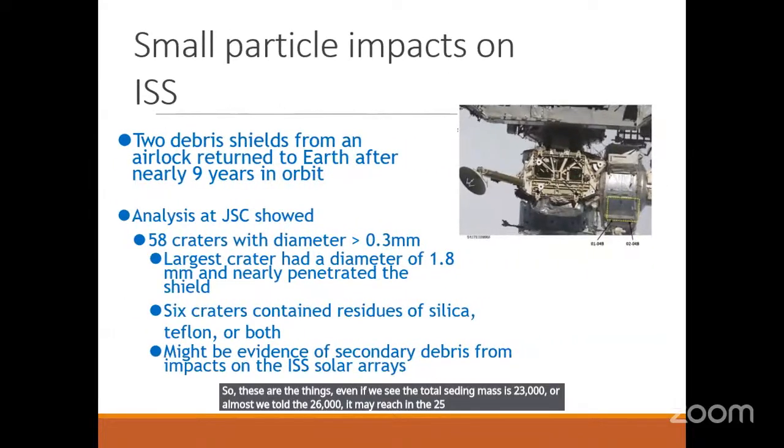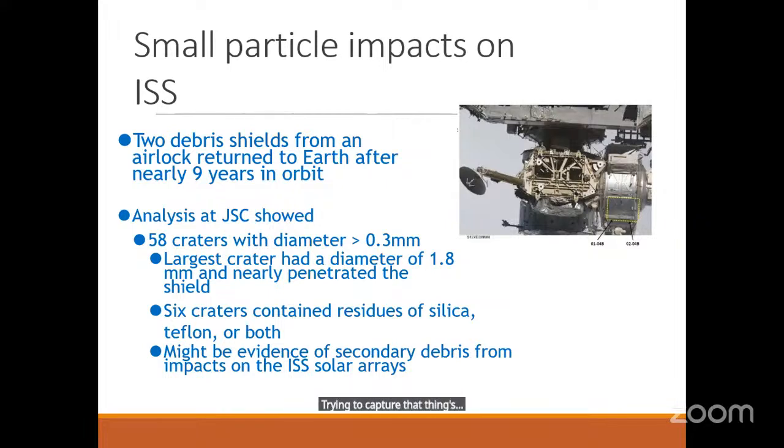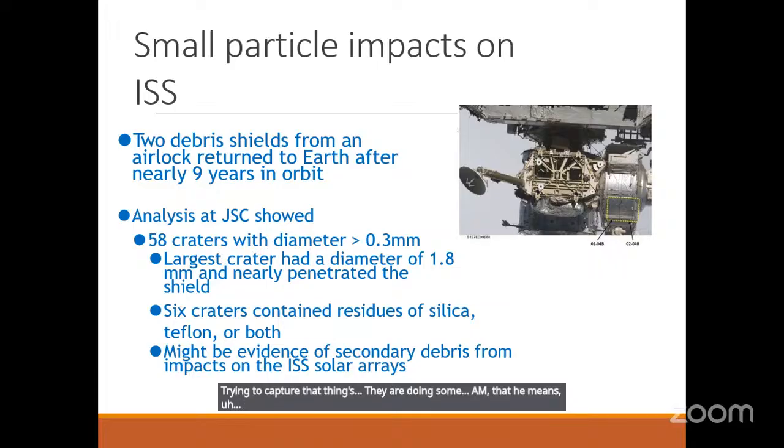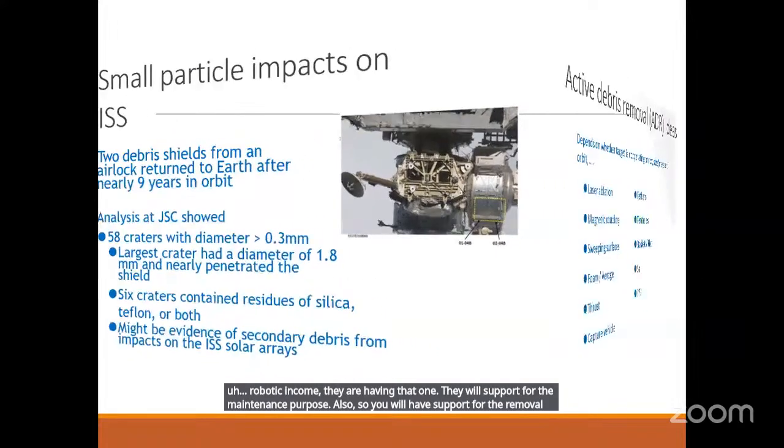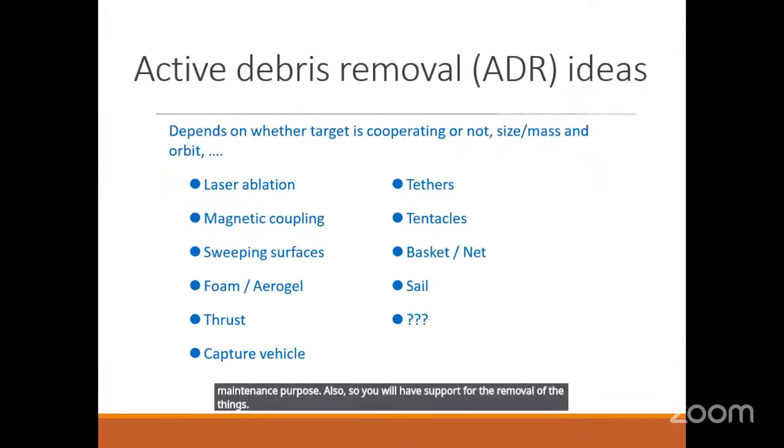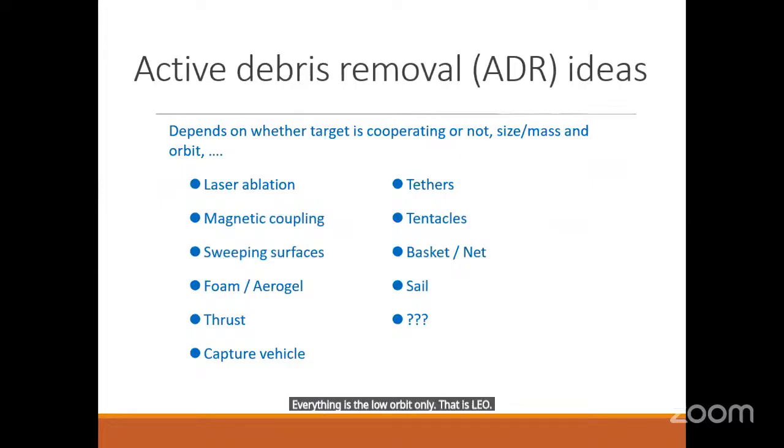And there are small particle impulses, which come from very small particles. The ISS, International Space Station, is also trying to capture these things. They are using a robotic arm, which supports maintenance and also supports the removal of the things. Everything is in low Earth orbit only, that is LEO. Active debris.